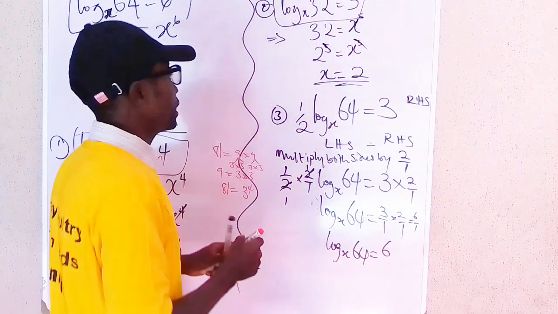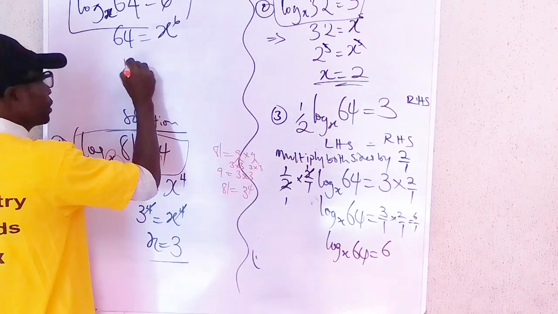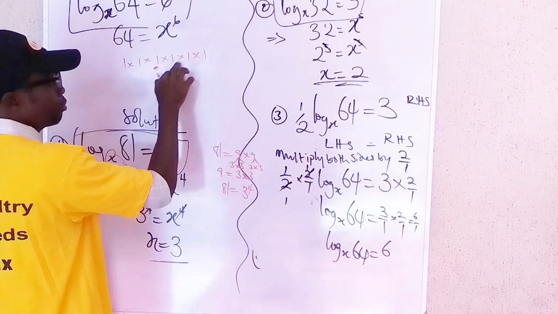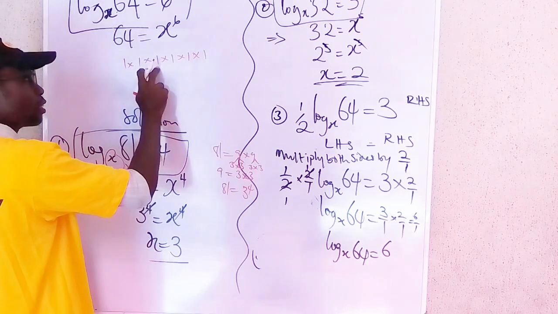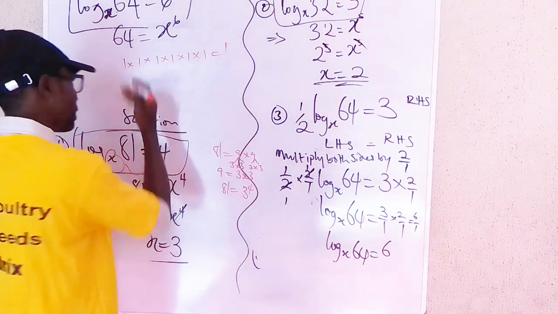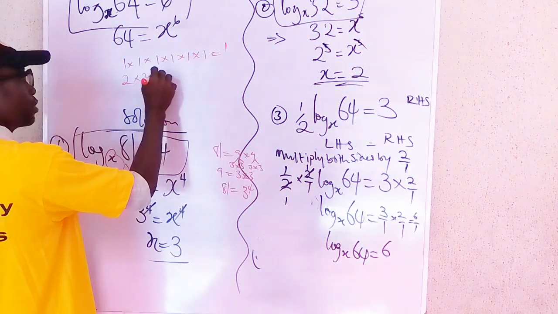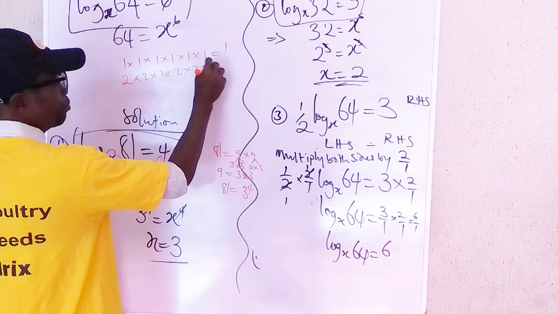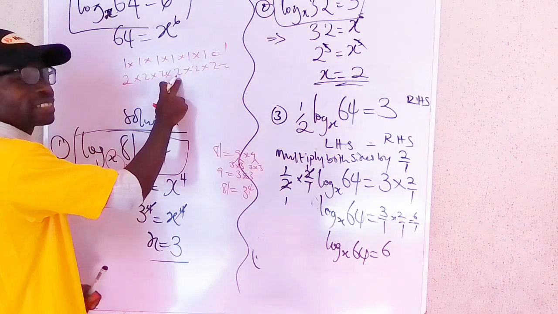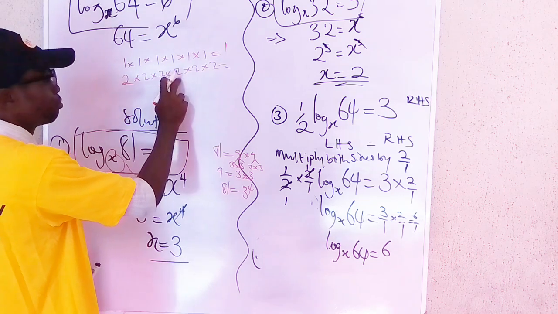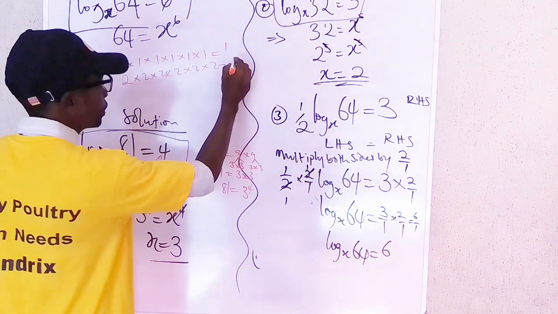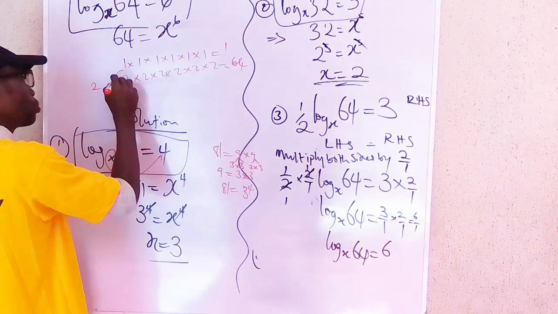I'll tell you why. Because when we start from 1, 1 times 1 times 1 times 1 times 1 times 1, 1, 2, 3, 4, 5, 6, that is always 1. Let's try the second number, 2 times 2 times 2 times 2 times 2 times 2, 6. 2 times 2, 4. 4 times 2, 8. 8 times 2, 16. 16 times 2, 32. 32 times 2 is what? 64.